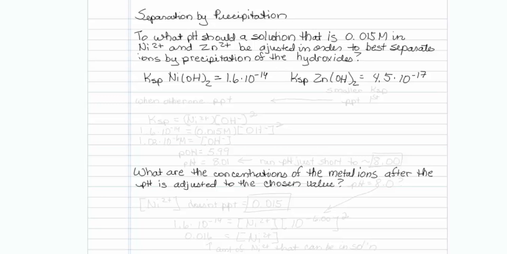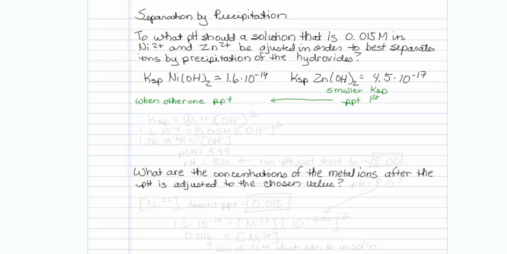Now, please notice that zinc hydroxide has the smaller KSP, so this is the material that's going to precipitate first, since it is less soluble. So your strategy is actually to find out when the other one will precipitate. That's actually your strategy to achieve the best precipitation.